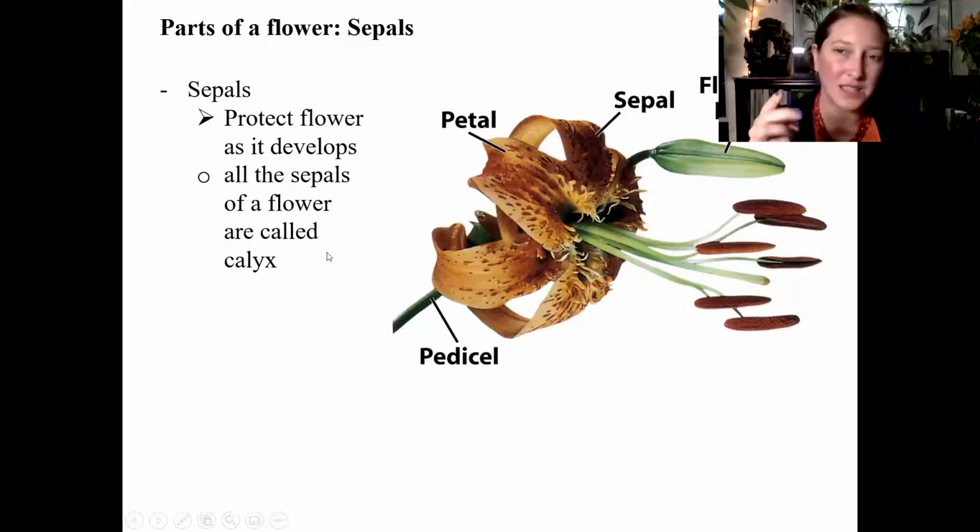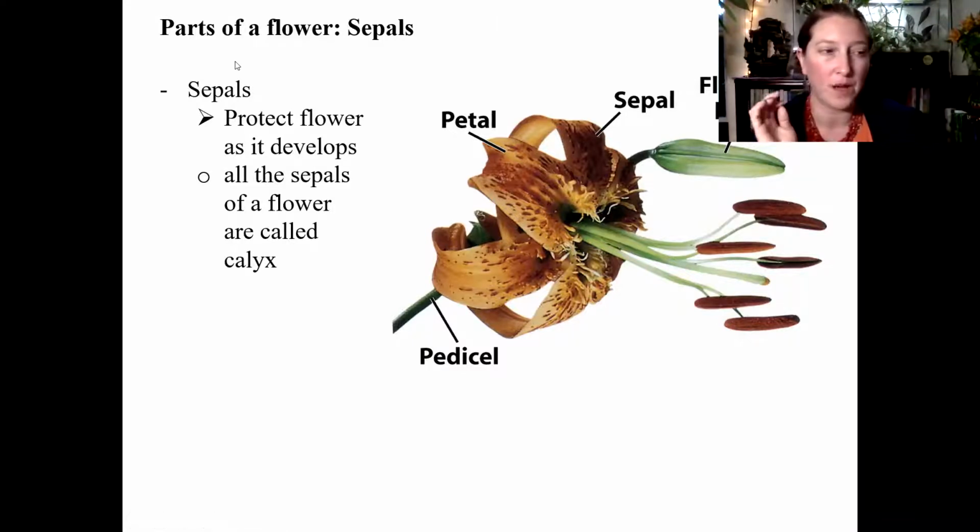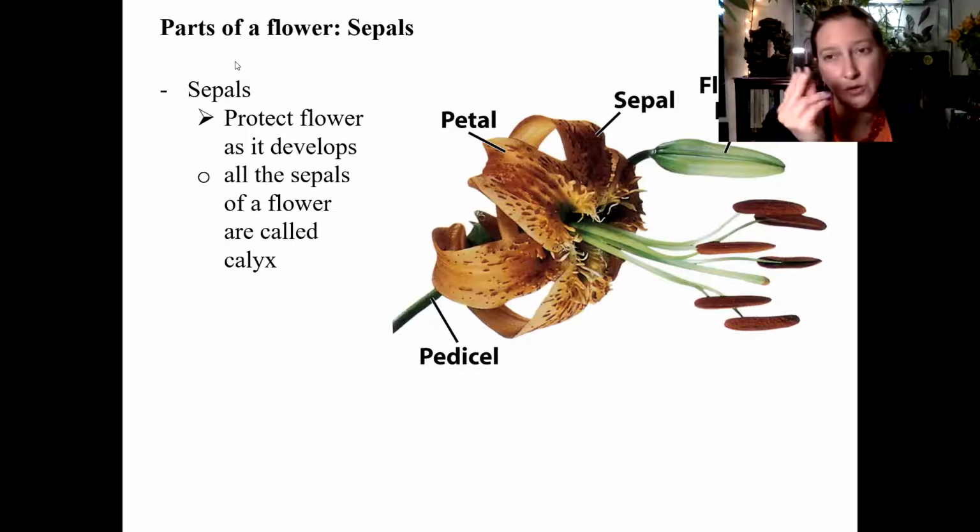And then, like I said, on this lily, the sepals and petals look very similar, but the sepals' job is basically, when you think of, if you've ever bought a rose to give as a gift to somebody, then you know that at the bottom of the rose, there's those little green leaves. Those are the sepals. Sometimes on certain plants, the sepals aren't green when they're mature, like for example, in this lily.